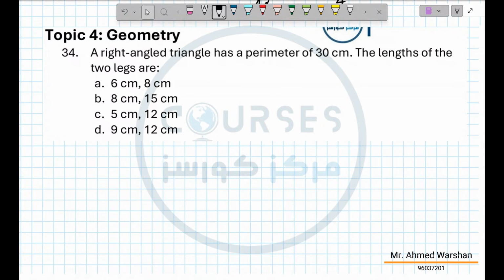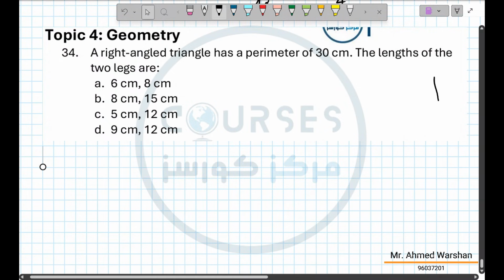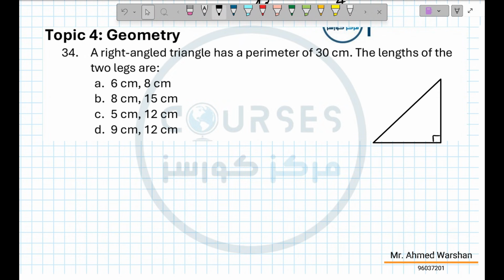Okay, now the geometry. A right-angled triangle has a perimeter of 30 centimeters. So we have a right-angled triangle and it has a perimeter of 30 centimeters. Here this is A, this is B, and this is C. We know that the total is 30 centimeters. Then the lengths of the two legs are. Okay.